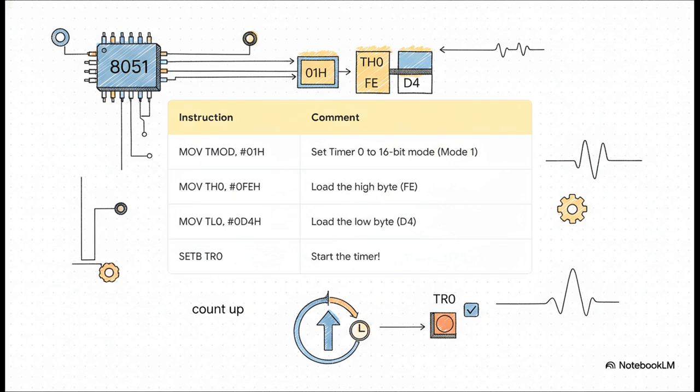And here's what that looks like in code. It's actually really straightforward. First line, we move the value 01 hex into TMOD. That sets up timer 0 for 16-bit mode, which is mode 1. Next, we load up our calculated starting value. Remember FED4? Well, the high byte, FE, goes into TH0, and the low byte, D4, goes into TL0. And the last step, we set the TR0 bit, which is like flipping the on switch. The timer starts counting. Up, actually, not down. It counts up until it overflows.